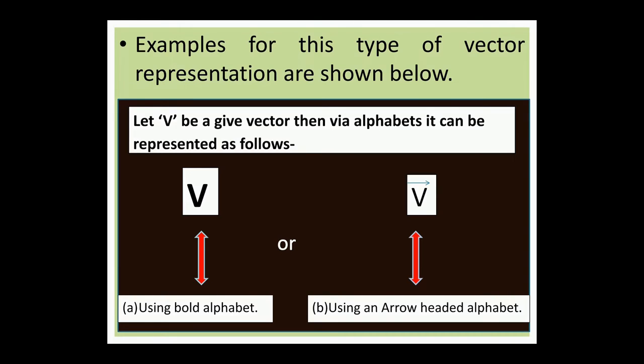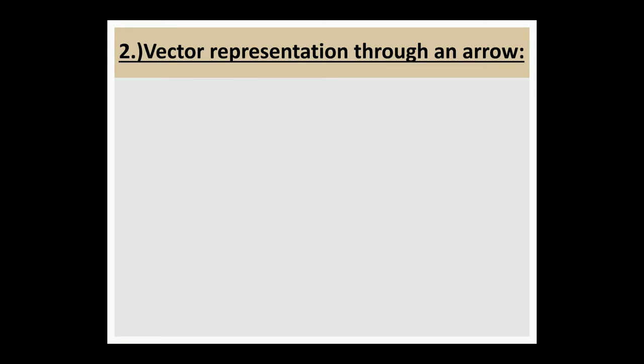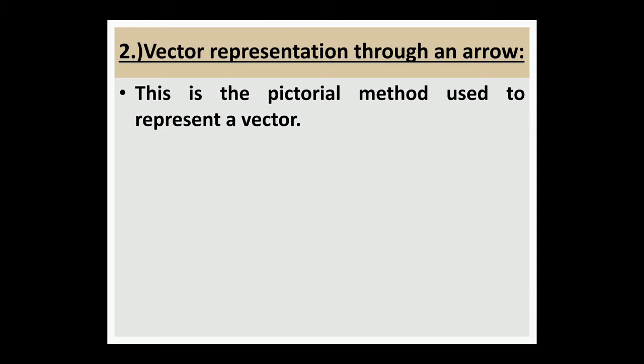One through a bold V as shown in figure A, and the other way is using an arrow headed alphabet. So here in figure B we are using a simple V alphabet with an arrowhead. You can see this arrowhead in blue color above the alphabet. So these are two ways to represent vectors while you are using alphabets.